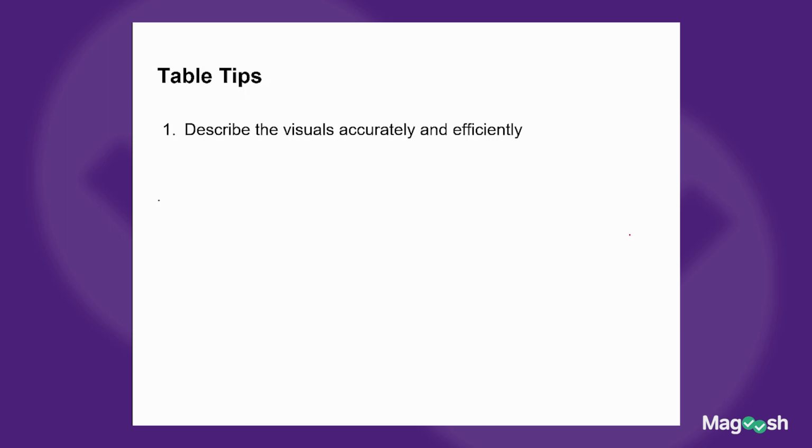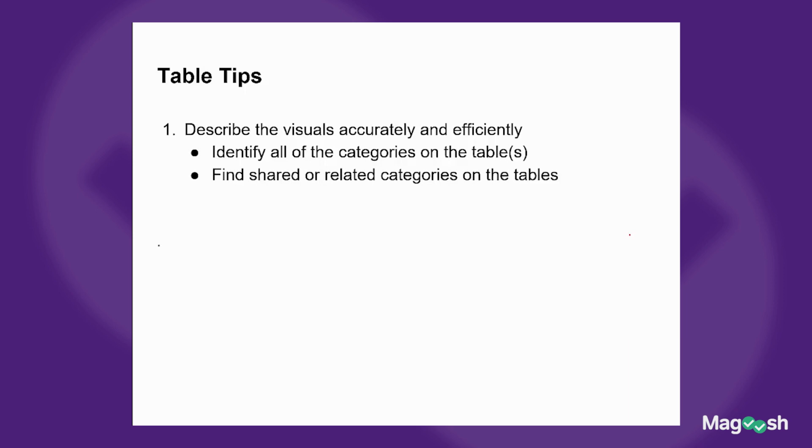Okay, so how do we do that with these tables? Well, first of all, it's important that your response identifies all the categories on the table. You don't want to leave any information out of your analysis. So make sure you at least mention in some way each of the categories on the tables. We'll look at that example in a second.